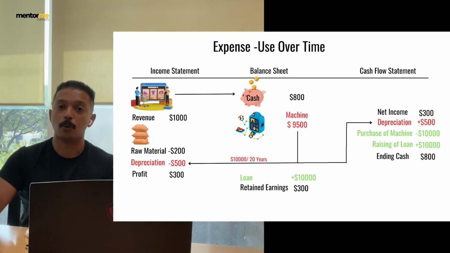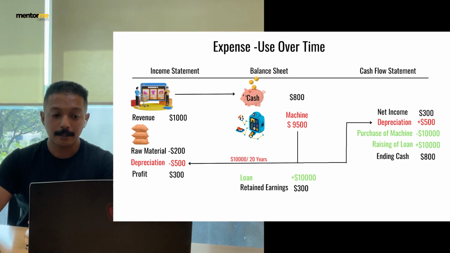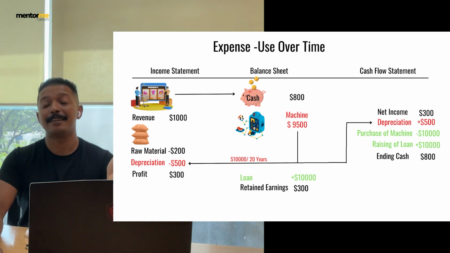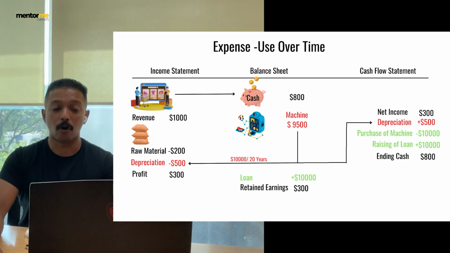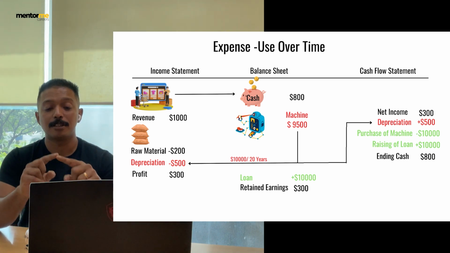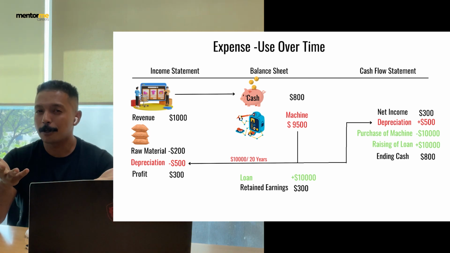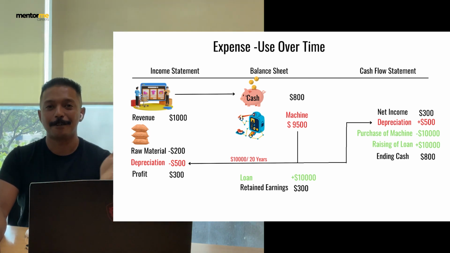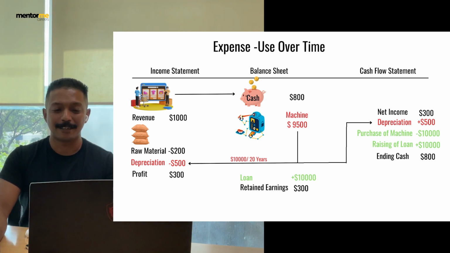So your depreciation goes up by $500, which reduces your profit to 300. Now the same depreciation reduces the value of the asset in the balance sheet by about $500, so it makes it 9,500. And similarly, since depreciation is a non-cash expense, you're actually not paying for it. You add that back as $500 in the cash flow statement, right?